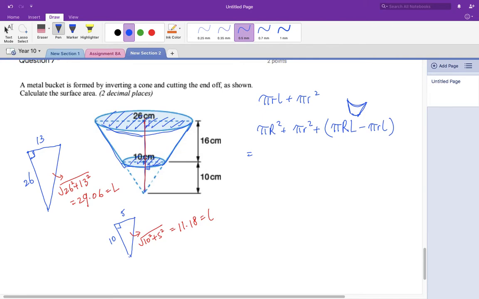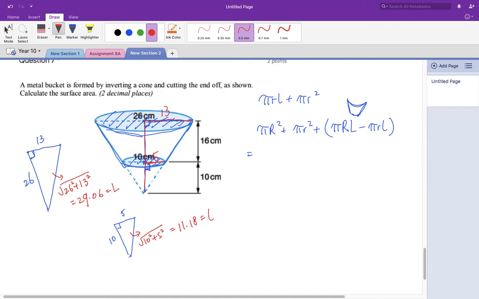Actually, I took out the cross sections of the right angle triangles, and for the big one, the whole height is 26, 16 plus 10. And then this side's the radius. So I'm just going to write here as well. So the radius, this is 13, and this is 5. And I put them into the two separate right angle triangles, and I found the slant heights.